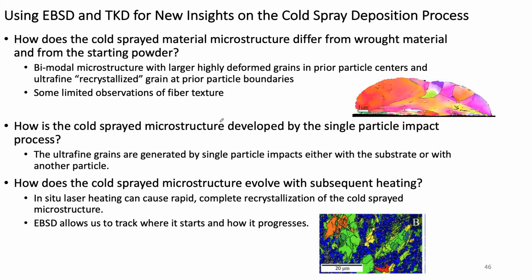So just to conclude, we've used EBSD and TKD to provide new helpful insights on the cold spray deposition process. We've learned some new things about the bimodal nature of the microstructure with larger, highly deformed grains in prior particle centers and ultrafine recrystallized grains at prior particle boundaries. We looked at some detailed work on single particle impact interfaces and used TKD and PED to do that. And we found that it's the impact event that causes those grains. And then last, we looked at how in situ laser heating can cause rapid, complete recrystallization in cold spray microstructures. And EBSD is really key for allowing us to see where that takes place and how it progresses.